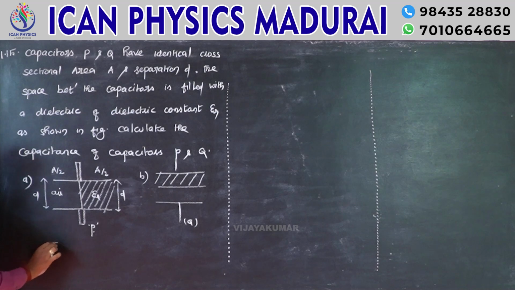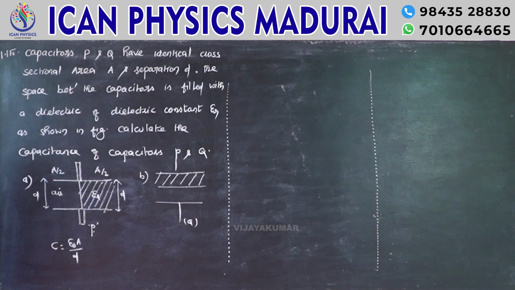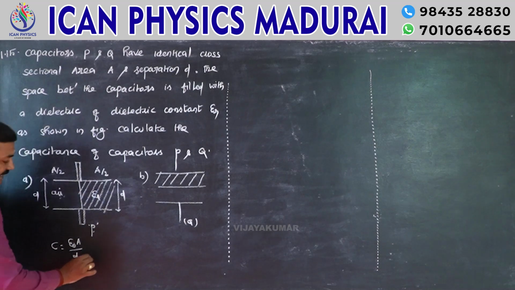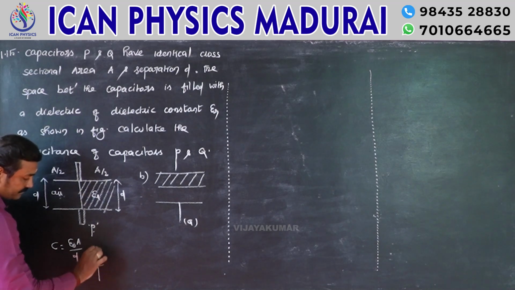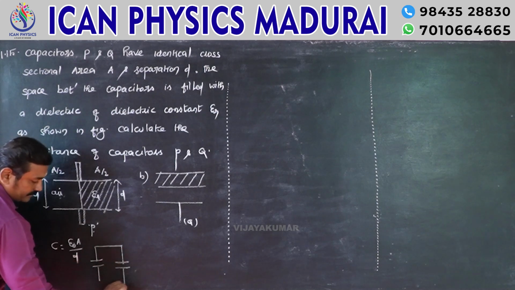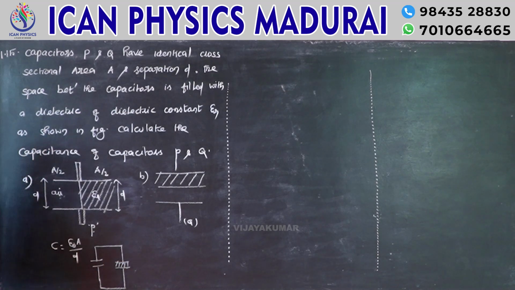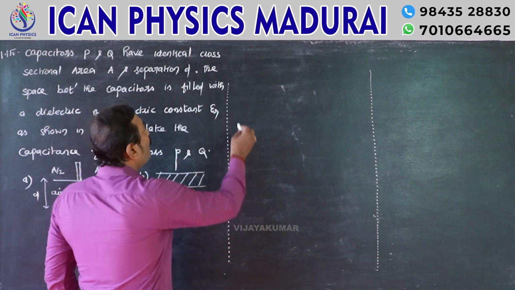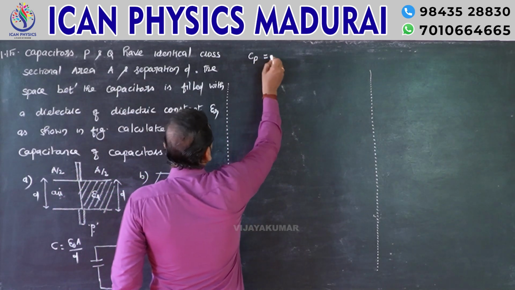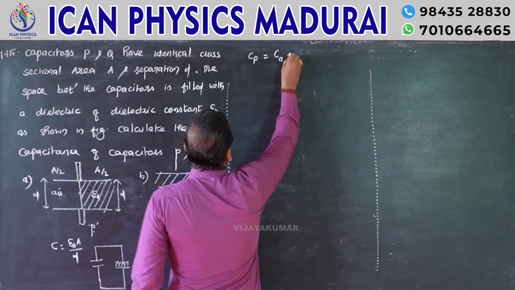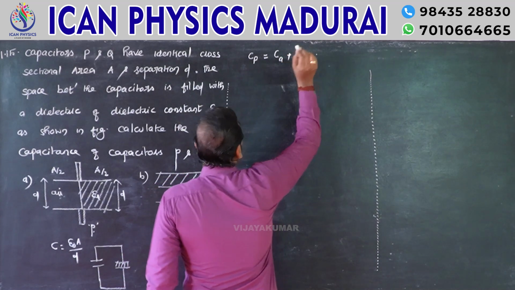So we know that C equals epsilon 0 A by D is the formula. Now how are we going to modify this? These capacitors, that is, the one with air and the one with the dielectric medium, are connected like this. So what type of combination? Parallel combination. For parallel, how can we write the formula? Cp equals C in air plus C in medium.